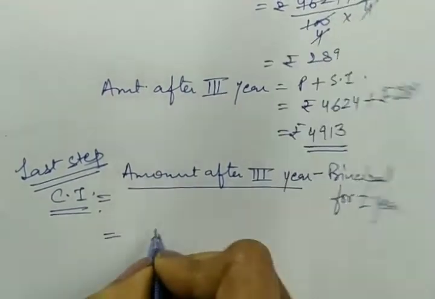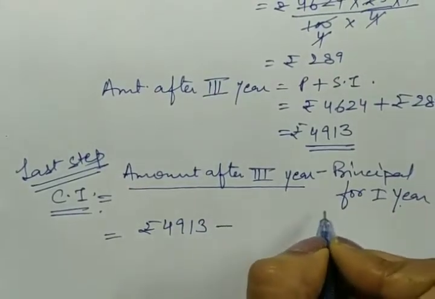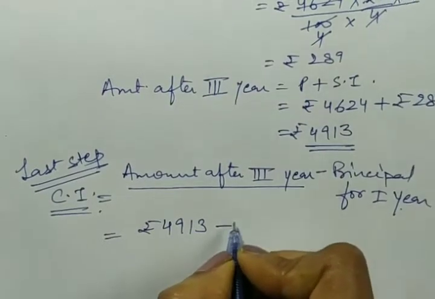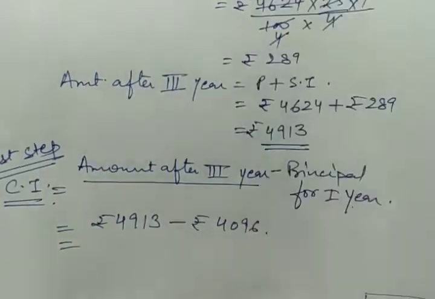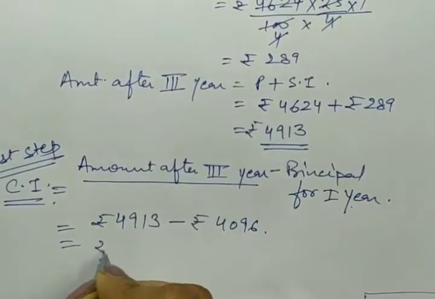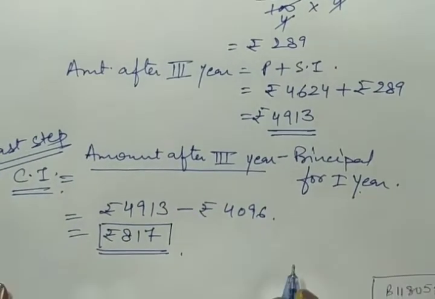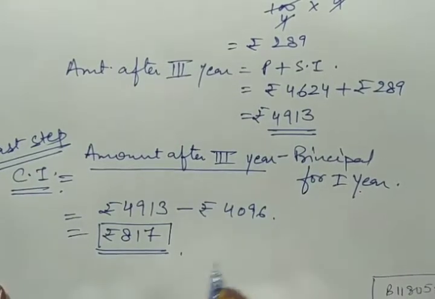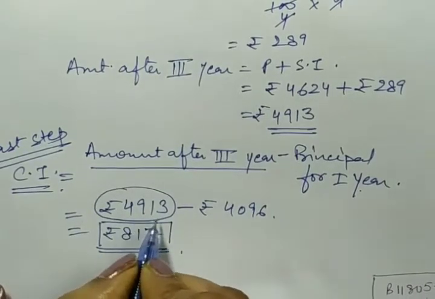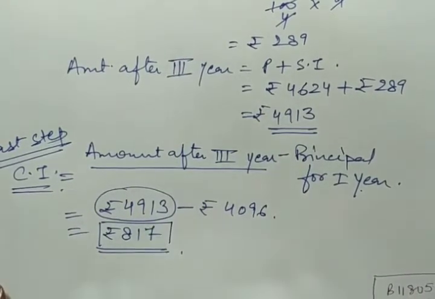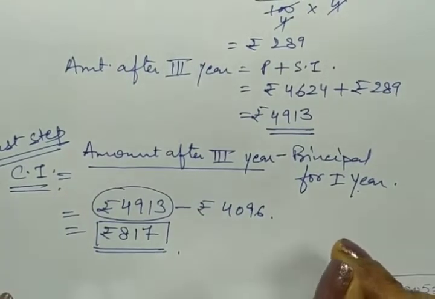Amount after third year is equal to rupees 4,913, and principal for the first year, that is given in the question, that is rupees 4,096, and the difference between these two is rupees 817, and this is the compound interest after 3 years. And the amount after 3 years, that is rupees 4,913. Okay, so this is the unitary method to find the compound interest.